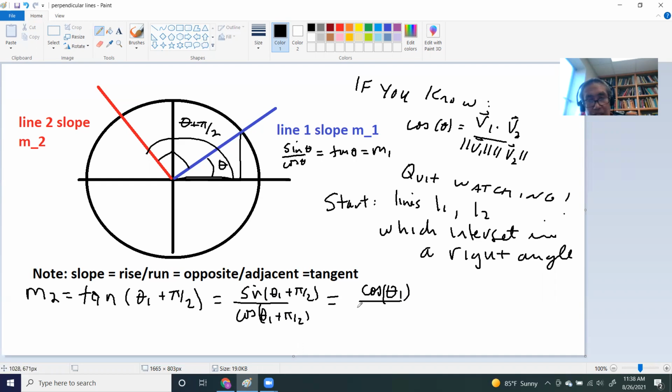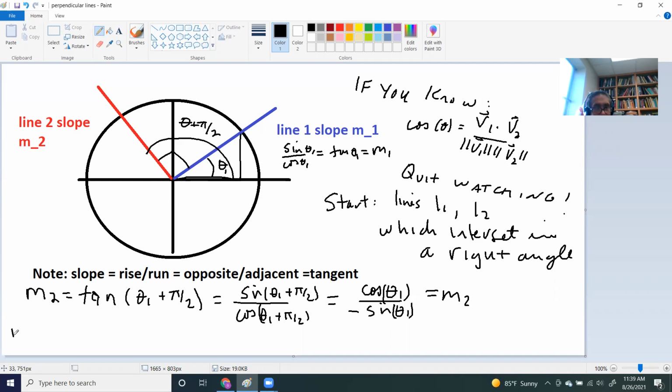The bottom, adding pi over 2: using the angle addition formula, that's cosine of theta 1 cosine of pi over 2 minus sine of theta 1 sine of pi over 2, and sine of pi over 2 is 1. But that's just M2. I'll call this theta 1 here, just to cover for my mistake.